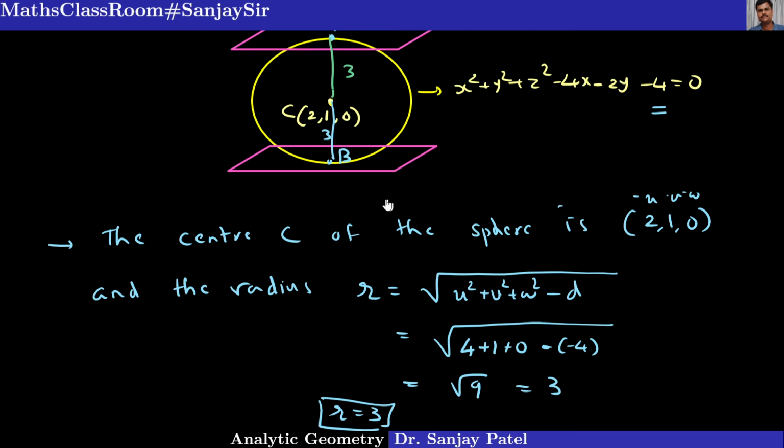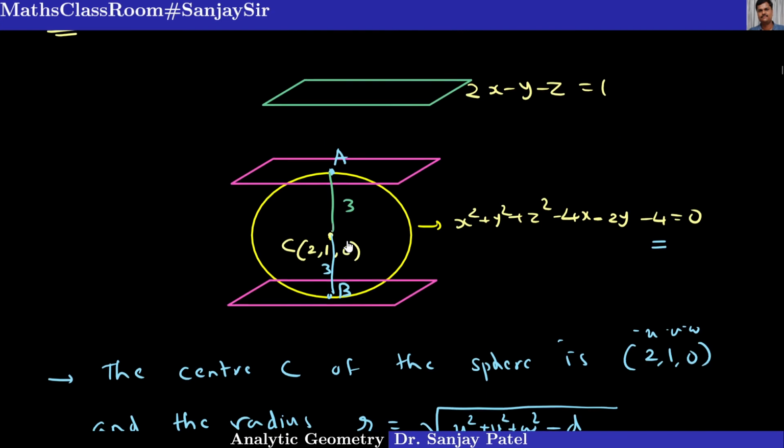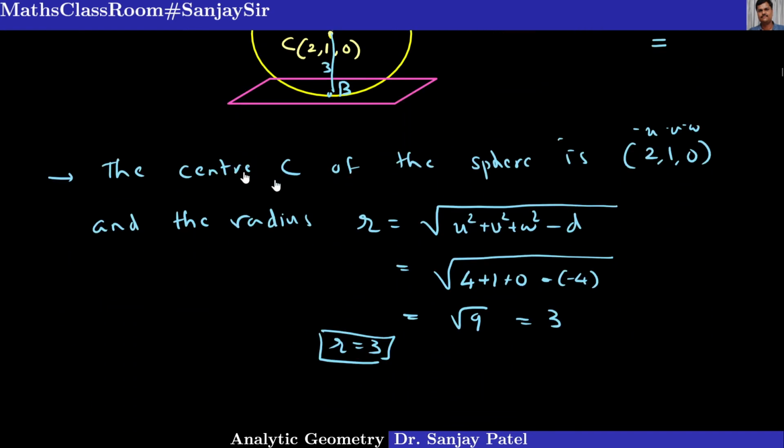So now we start the same way as we did in the previous example. Our aim is to find the equations of tangent planes which are parallel to the plane 2x minus y minus z is equal to 1. So the general equation of a plane which is parallel to this is given by 2x minus y minus z is equal to k.